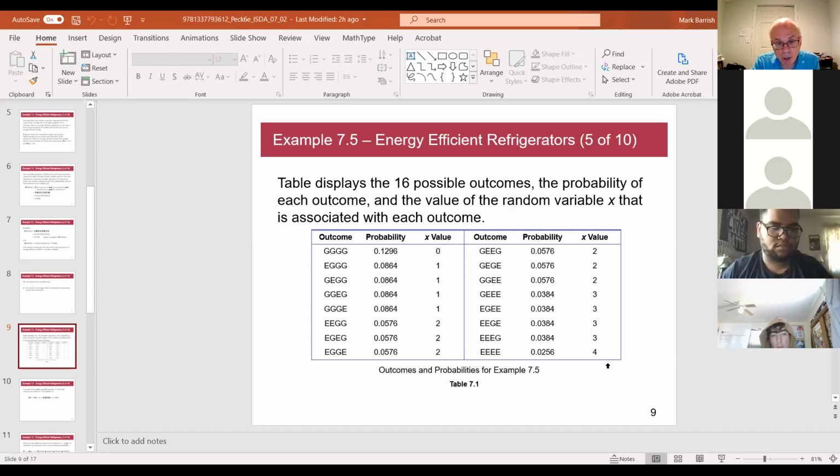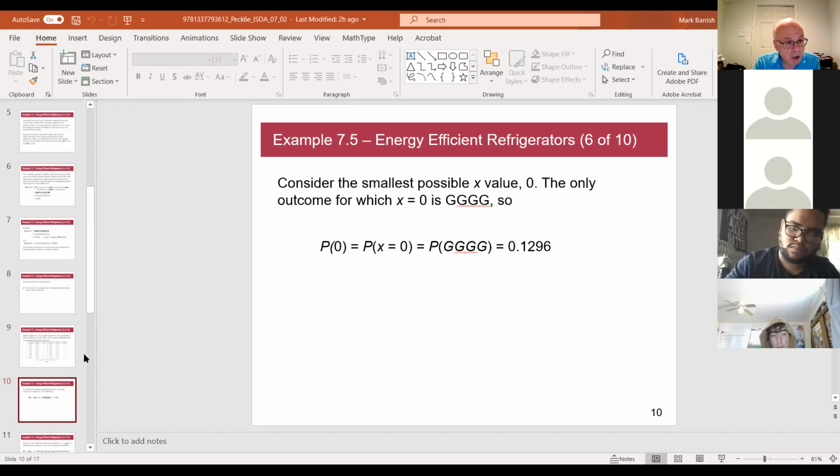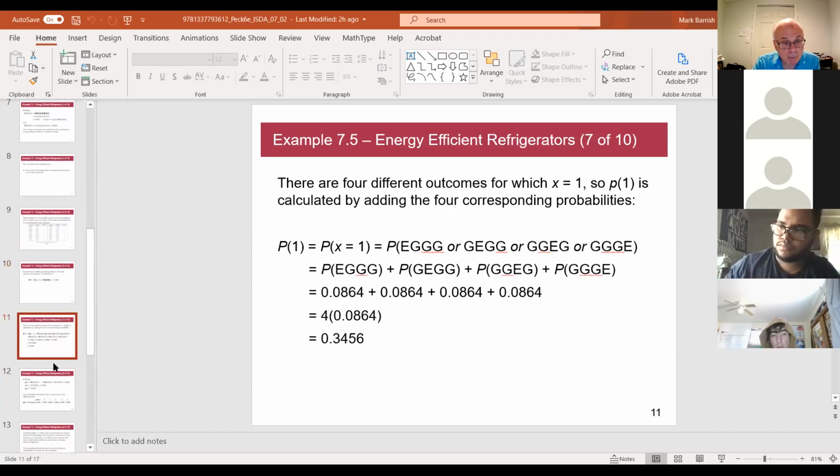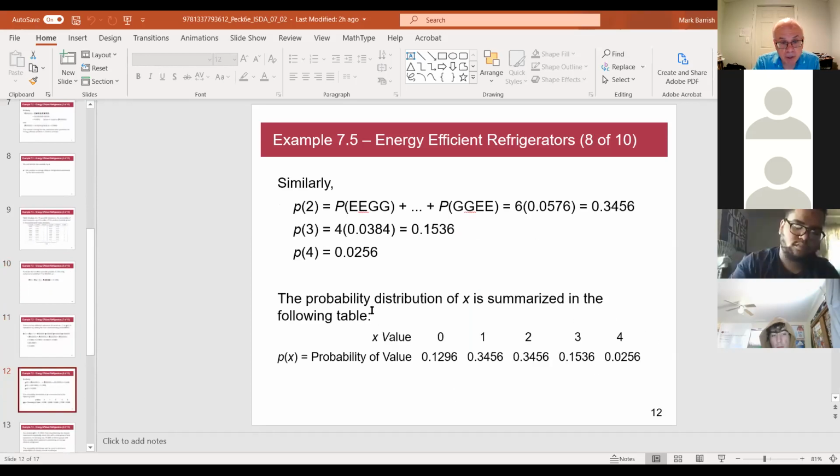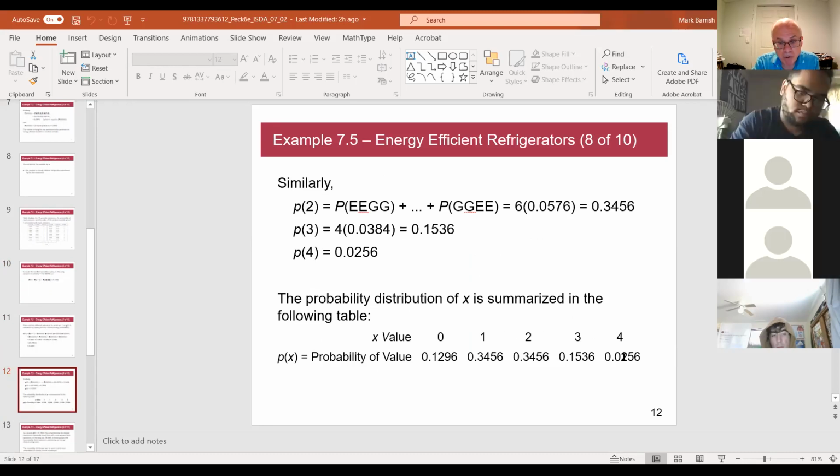For example, 0 and 4 have only 1 probability. But how about 1? There's 4 that are listed here that have an X value of 1. So you have to add up these 4 probabilities to get the probability that X is equal to 1. There's 1, 2, 3, 4, 5, 6 that are equal to 2. You have to add up those 6 probabilities to get the probability that X is equal to 2. Same thing for 3. Get the idea? And then you end up with a table. Yeah, here they are, right here. This is called a probability distribution. You're listing all possible values of X, and you're listing their respective probabilities.